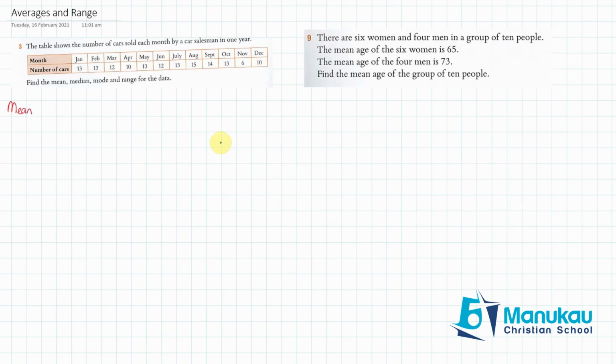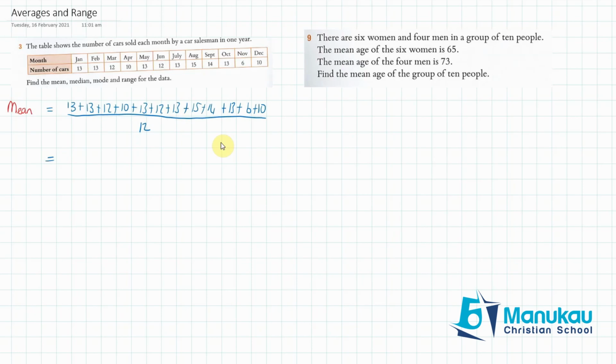So for the mean of this data, we're going to add all of the data together from every single month. If I type it out, it's going to be 13 plus 13 plus 12 plus 10 plus 13 plus 12 plus 13 plus 15 plus 14 plus 13 plus 6 plus 10, and that is all going to be divided by the number of items of data. Now it's months in a year, so that's 12.